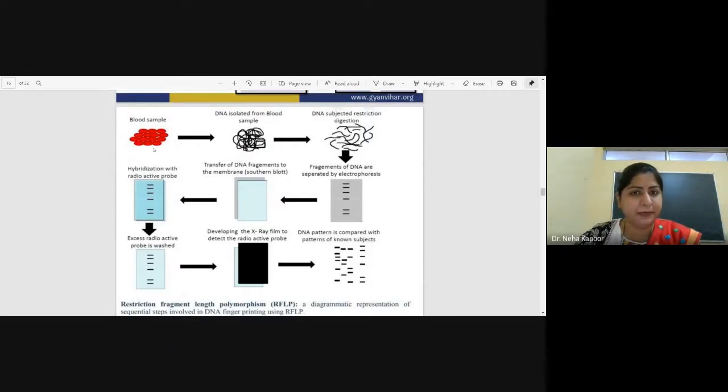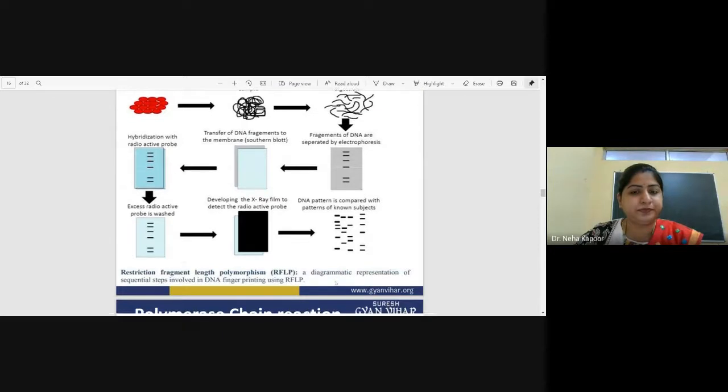This is the blood sample. Then you have to take the DNA sample. You have isolated the DNA, subjected it to restriction digestion, and separated the fragments. Then Southern blotting would be performed. Transfer these fragments onto the membrane, then hybridize it with the radioactive probe. Excess radioactive probe would be washed off once the incubation is over. Then develop the X-ray film to detect the radioactive probe, and you would get such kind of bands.